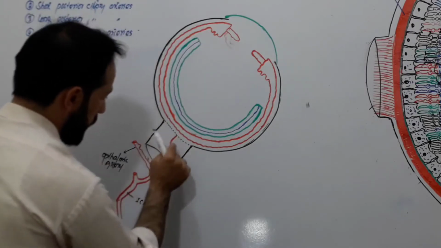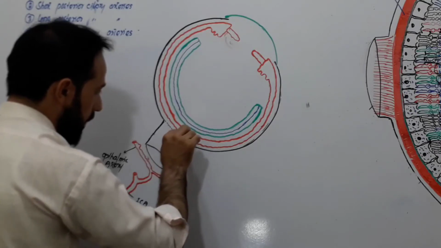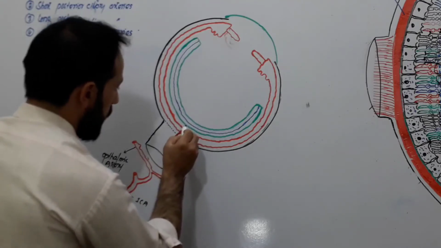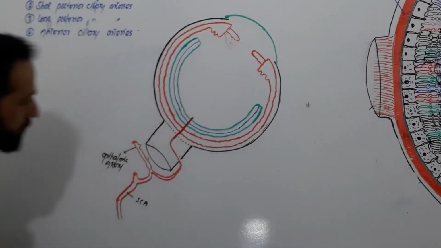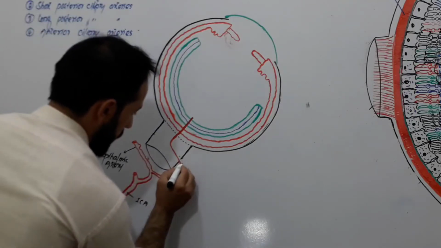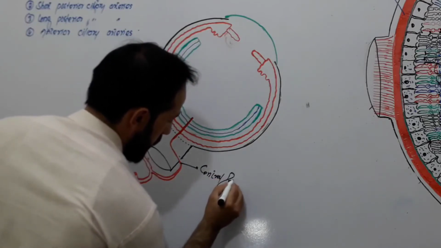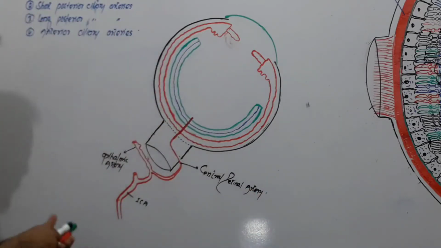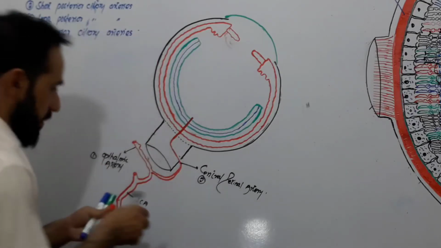We have this very beautiful diagram in the book. It enters through the lamina cribrosa and through the choroid, and it enters the inside of your eye. So this artery is called your central retinal artery. This is the central retinal artery, the main artery, the most important artery of your eye. So first one, the ophthalmic artery, then your central retinal artery. Now look carefully.